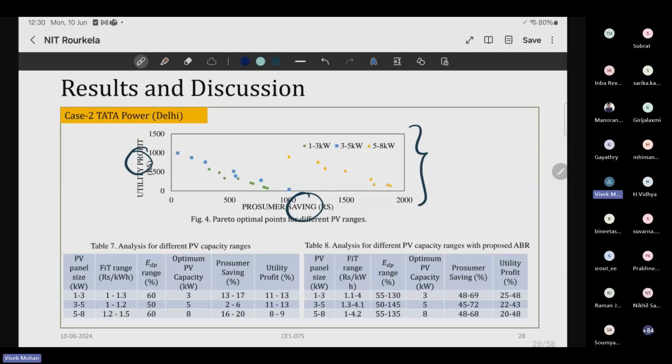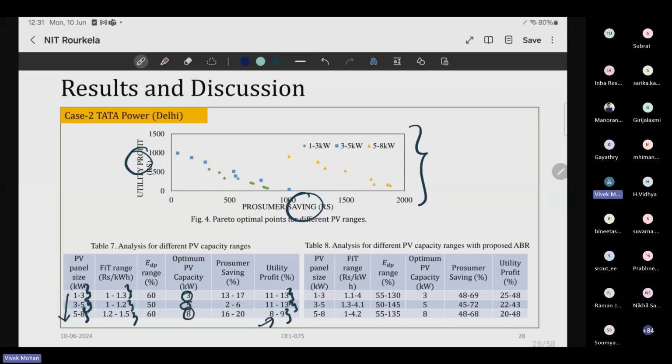So for different PV panel ranges, for 1 to 3 kilowatt, 3 to 5 kilowatt installations, 5 to 8 kilowatts, we get the feed-in tariff ranges 1 to 1.3, 1 to 1.2, 1.2 to 1.5, and the optimum PV capacity that must be used by the end consumer or the prosumer. Okay, then we'll get the approximate savings, 11 to 13% utility profit in this case. Here also 11 to 13%, this is 8 to 9% profit. That is obvious because when you increase the PV panel capacity, utility is getting less money in the head of tariff. So utility's profit will be affected. That is why it is reducing to 8 to 9%.